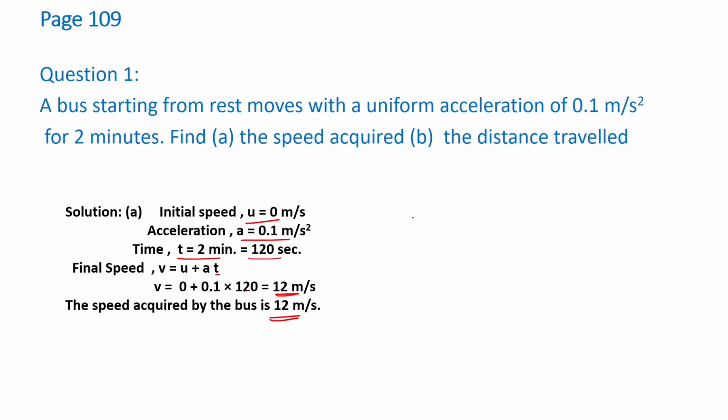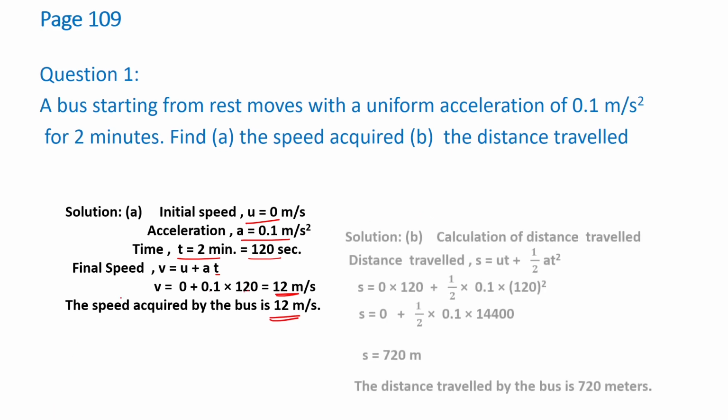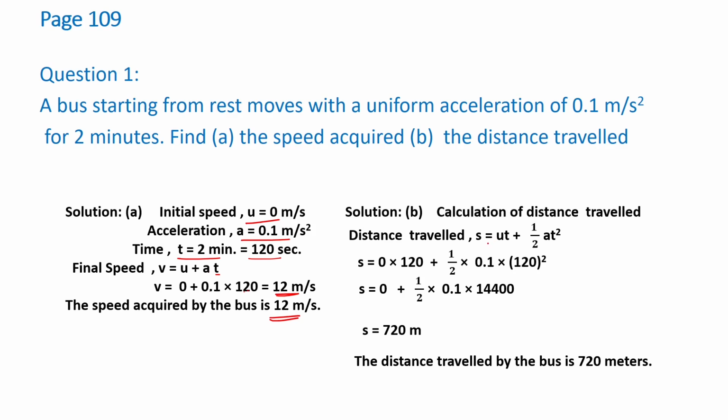The distance covered by the object we can also calculate by using the second equation of motion, s is equal to ut plus half at squared. The initial speed is 0 multiplied by time 120, plus 1 by 2 into acceleration 0.1, which is given here, and the time 120 squared. 120 into 120 will be 14,400, and dividing by 2 with the 0.1 decimal point gives 1440 divided by 2, that is 720. You can simplify this if you have some doubt.